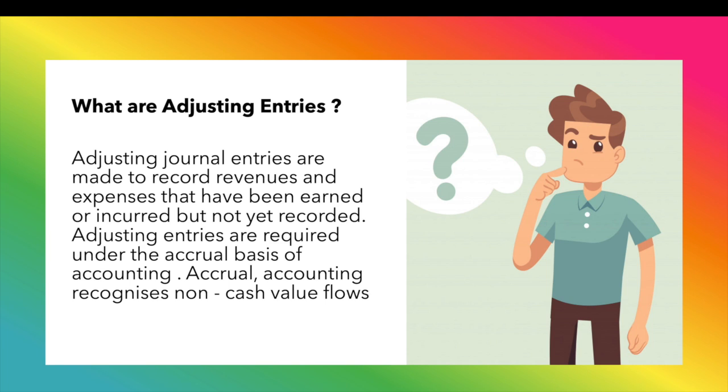So firstly, what are adjusting entries? Adjusting journal entries are made to record revenues and expenses that have been earned or incurred but not yet recorded. Adjusting entries are required under the accrual, not the cash basis of accounting.